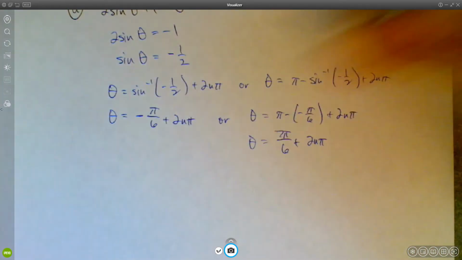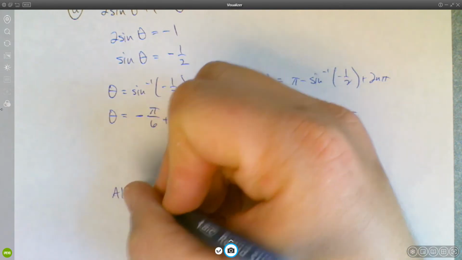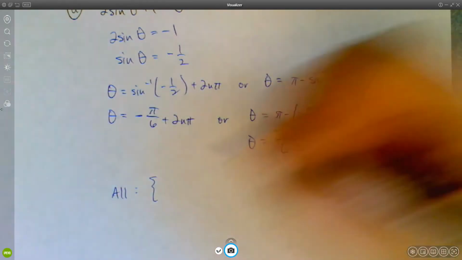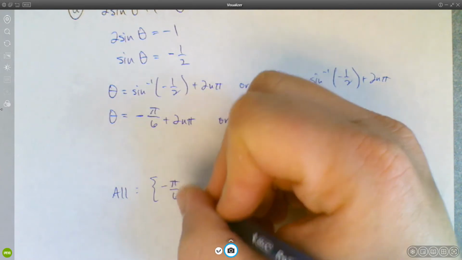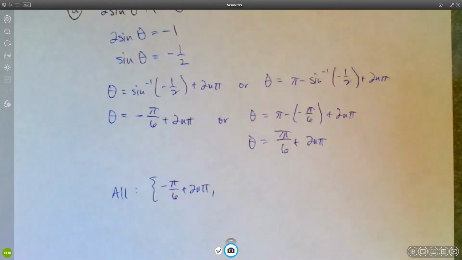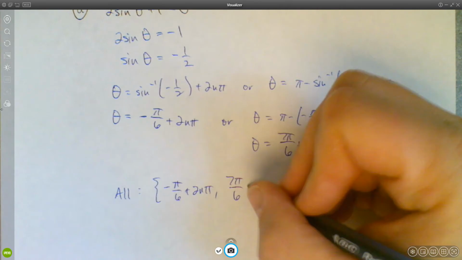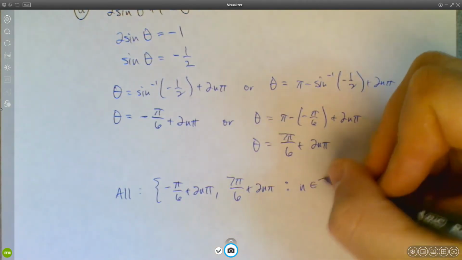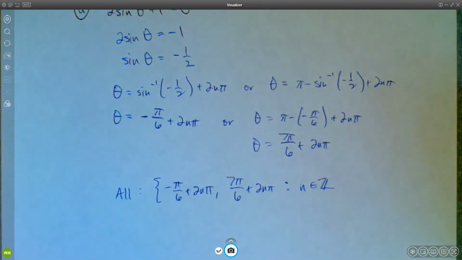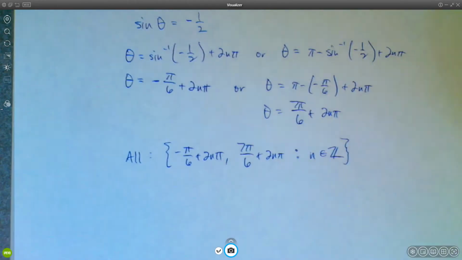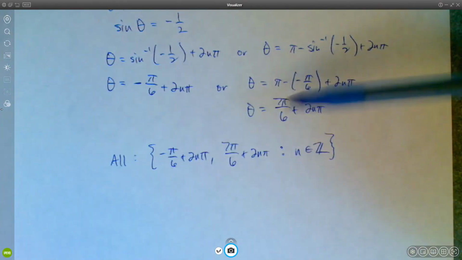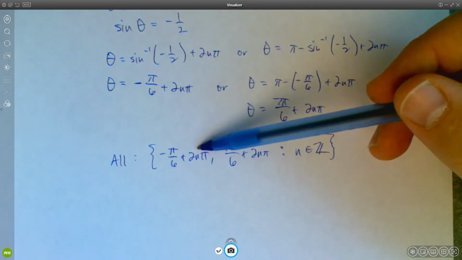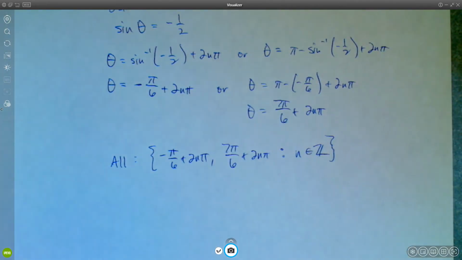So if you wanted to list off all of the solutions, they would be -pi/6 plus 2n pi, or 7pi/6 plus 2n pi, where n is an integer. I'm just going to use that symbol to say n is an integer, in other words, a positive or negative whole number. So what this means is that you can take turns replacing n with any positive or negative whole number, and you're going to generate a whole list of solutions.